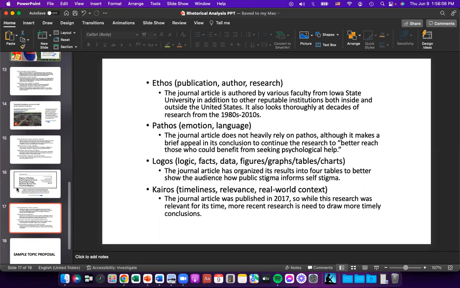There are 4 tables where the results are organized. And again, we do go through a lot of research. Kairos: this article was published in 2017, so 5 years ago. It's relevant for its time. I wouldn't say it's super relevant now. I would say now you would need something closer to 2020, if not 2021 or 2022, to really find out about stigmas. However, it's fairly recent, so not a bad source by any means to look at.